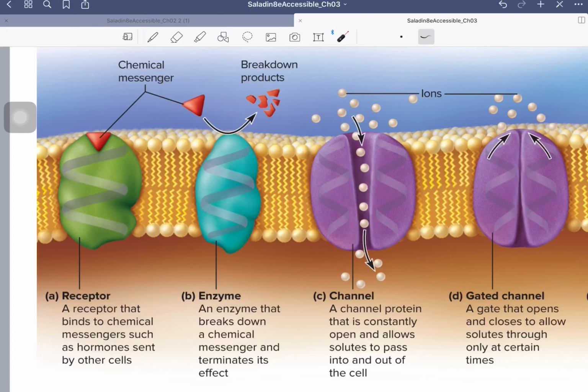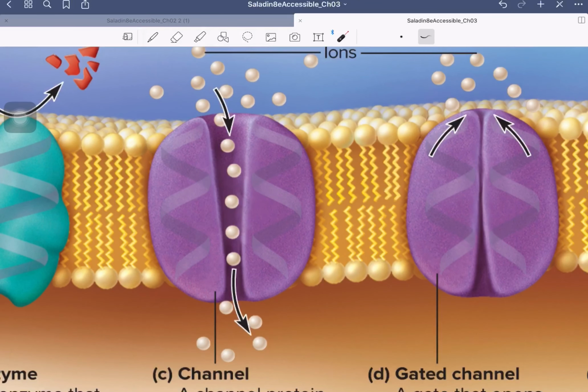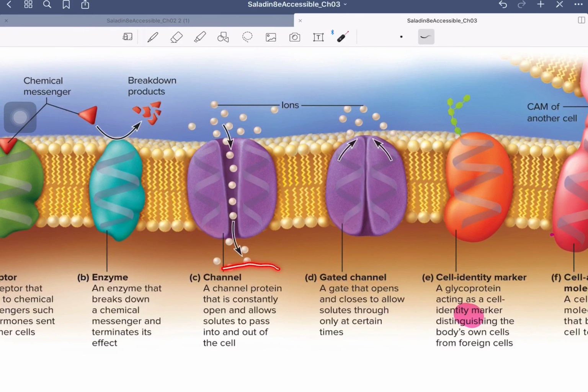Another large group would be the channels. And the channels are designed for things that cannot get through the cell membrane on their own, because we're looking at issues with hydrophilic, hydrophobic incompatibility. So a channel protein will allow certain things of the right chemistry, right size to enter the cell and or to leave the cell. So channel proteins are constantly open and allow solutes to pass in and out of the cell.